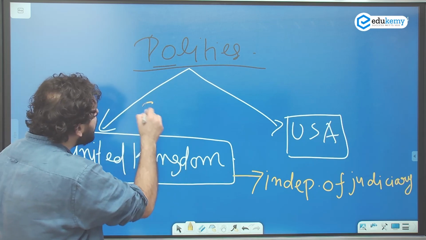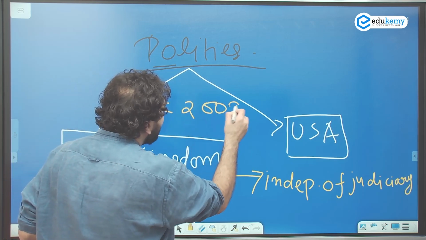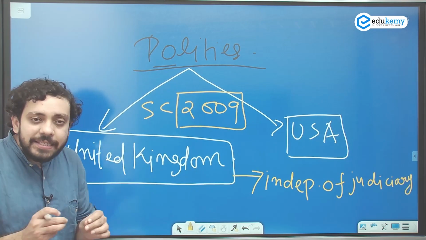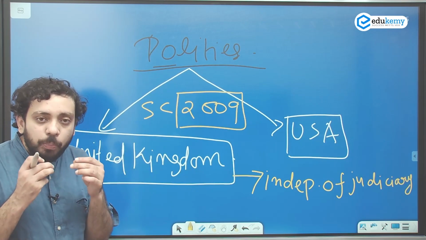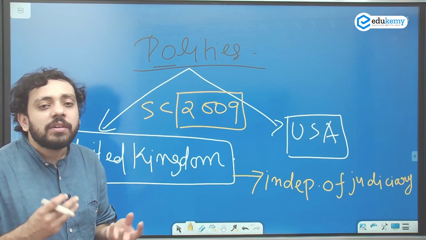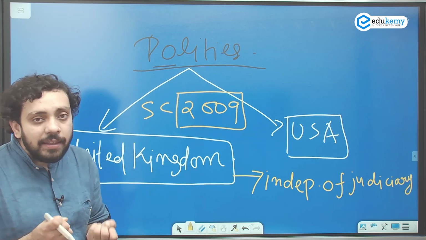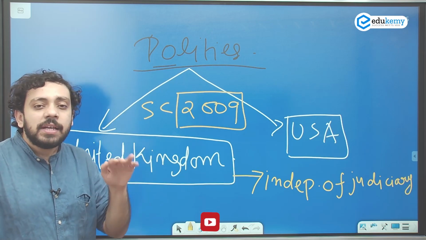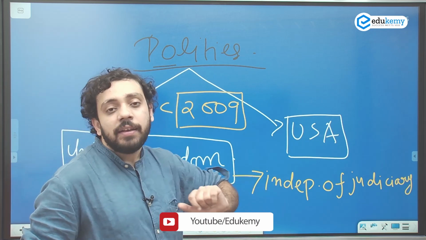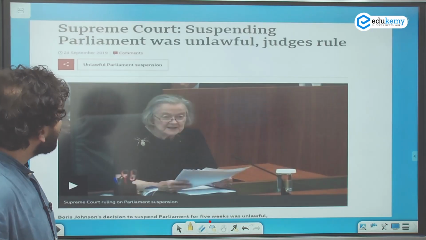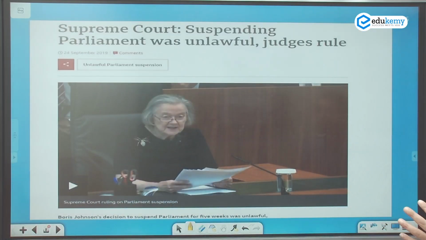The United Kingdom Supreme Court was established as late as 2009, and there is an implication in saying that the legislature in the United Kingdom is superior to any other organ, including the judiciary and the executive. But when it comes to a contest between the judiciary and the executive, the judiciary has substantial independence in disciplining the executive. Let's take an example of what I'm trying to demonstrate over here. If you look at this news article, it says Supreme Court of UK says suspending Parliament was unlawful, judges rule.